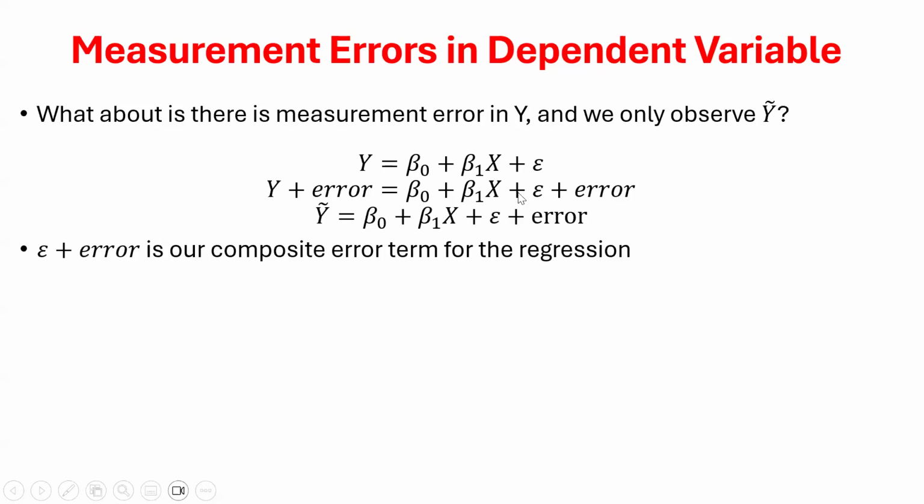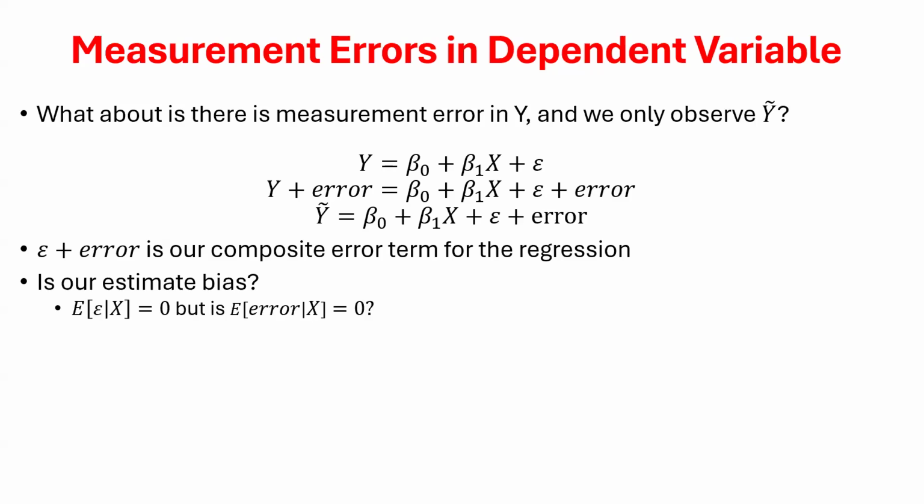Essentially, the error that we have in our regression when we're using the observed Y values is going to be larger, right? There's just more error that exists. There's more variation in the Y variable in our data set, and that's because it now includes not only the true values, but also this measurement error. So will this bias our estimate?